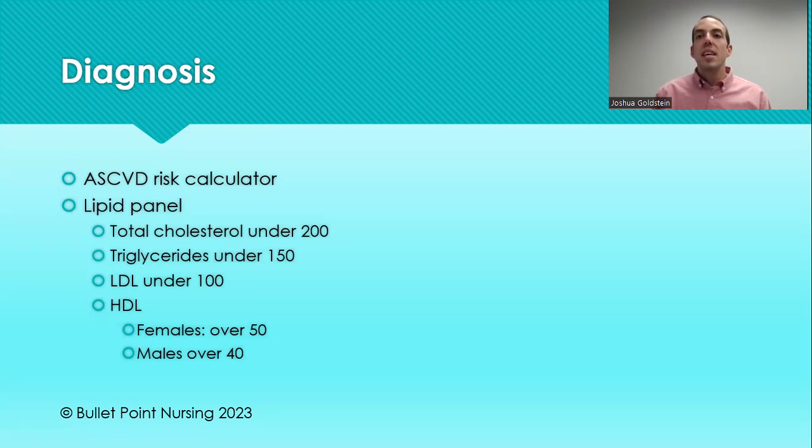Now, ASCVD, or atherosclerotic cardiovascular disease risk calculator, is a calculator that we input a bunch of information about the patient: their total cholesterol, their HDL, their blood pressure, their diabetes status, their smoking status, whether or not they're on medication for blood pressure. And this tool is used very, very commonly. And the end result of this tool is two things. Once you put all the information in, it's going to tell you what is the patient's 10-year risk factor.